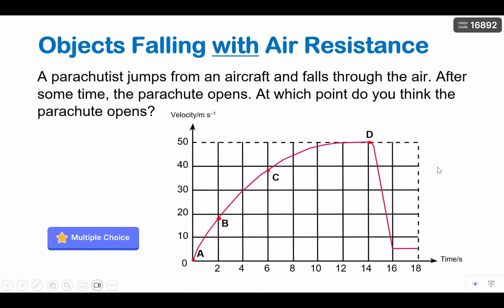A parachutist jumps from an aircraft and falls through the air. After some time, the parachute opens. At which point do you think the parachute opens? The answer is D, because once the parachute opens, the amount of air resistance increases significantly. The resultant force becomes negative and the acceleration becomes negative, which means it will start to decelerate. So at A, B, C it is still accelerating. There is still a resultant force downwards. Only at D, you have a resultant force upwards that causes the deceleration downwards.